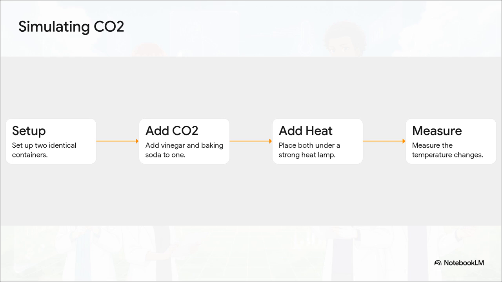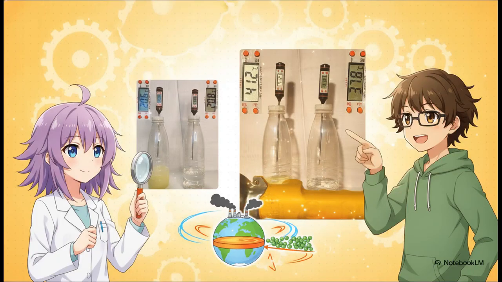A super common way to do this is by mixing good old vinegar and baking soda right inside the bottle, or maybe dropping in an effervescent tablet, which rapidly releases heavy CO2 gas. Then, both bottles get placed right under a strong heat lamp at the exact same distance, and students measure the temperature changes over time. What happens next is pretty striking. You have the initial setup, and then the aftermath under the heat lamp, where a chemical reaction is bubbling away in the bottom of the experimental bottle.